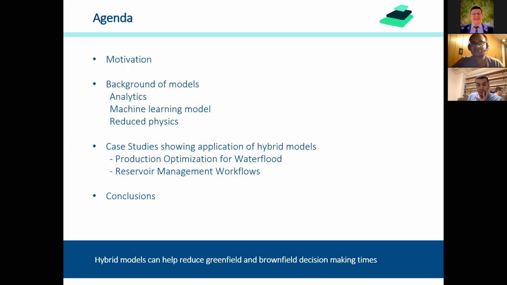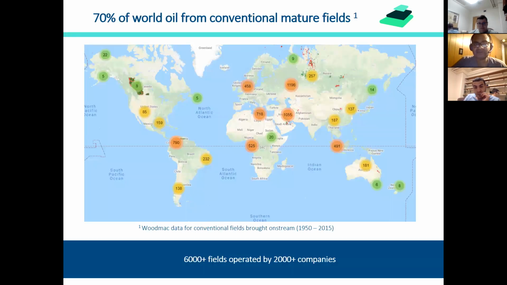So hopefully, towards the end of the talk, you will be able to see how hybrid models can really help reduce the decision making times associated with both greenfield and brownfield. What I mean by greenfield, especially for those of you who don't know, is a field where you have never had any active drilling. It's just acreage, and you're trying to drill your first wells in that acreage. Brownfield is where you're already operating, perhaps trying to do another infill well, or some kind of enhanced oil recovery operation in those fields. So I shall talk about how these hybrid models can help you reduce both greenfield and brownfield decision making times.